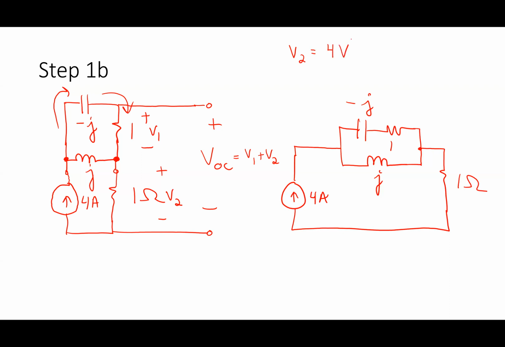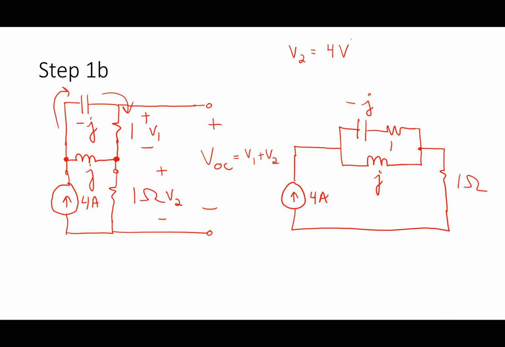It's 4 volts. How do I know it's 4 volts? Because I know the current going through it, right? I've got 4 amps going this way through that loop, so that's got to be 4 volts. So what do I have to find? I have to find V1.